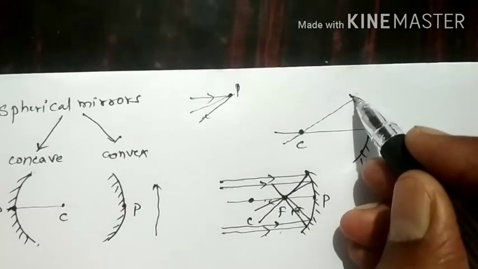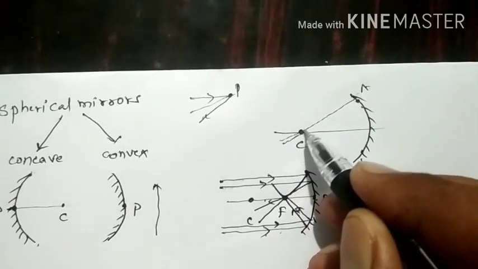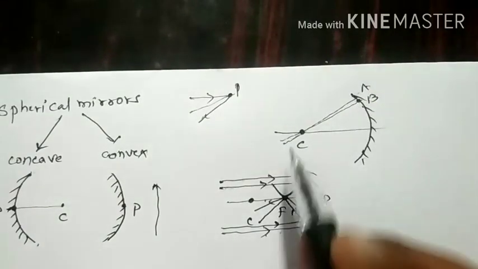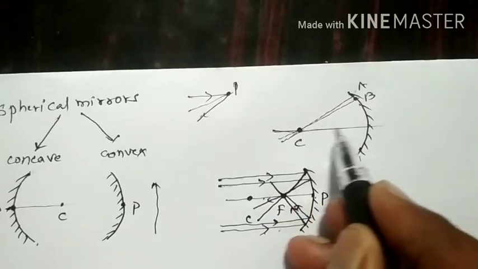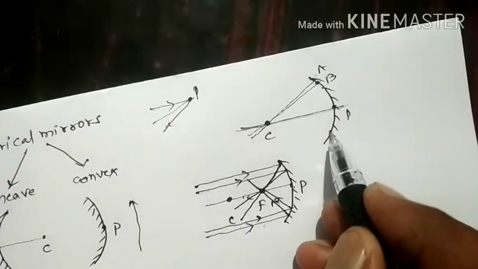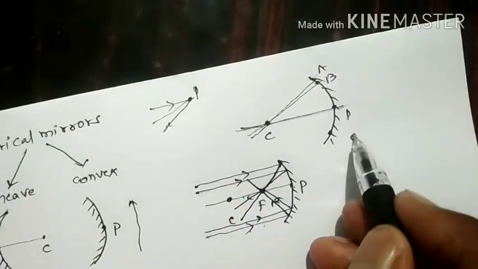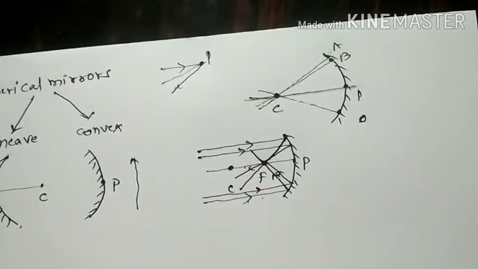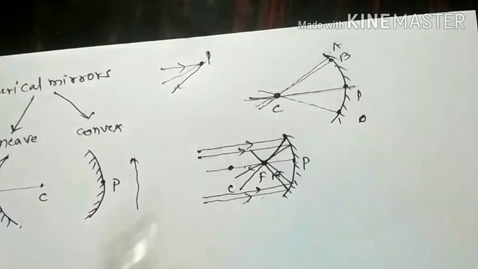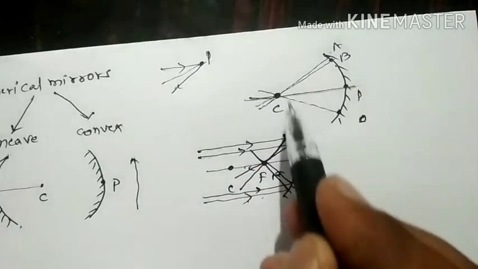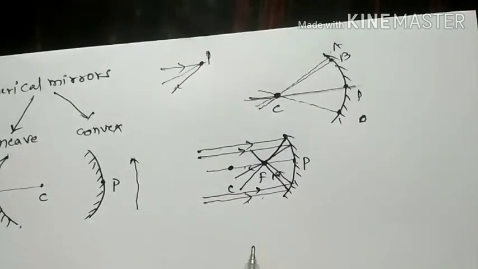So this is the point A. Suppose you consider one more point like this. This is the point B. At this point B, the normal is like this. This is the point P. At this point P, the normal is like this. Suppose you consider one more point, C or D. This will be the normal. So like this, center of curvature can also be defined as the point of intersection of normals drawn onto the spherical surface. So this is the center of curvature.